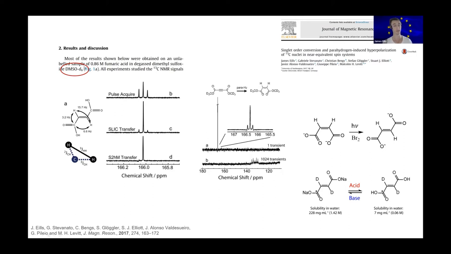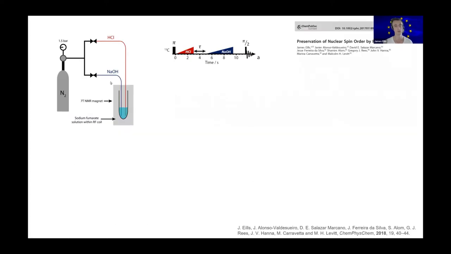A quick note here, all of these experiments were done in DMSO-d6 because fumarate is so insoluble in just about all common solvents, including water. So that's what we did next, where we would have solutions of fumarate in a magnet in the solution state. You can just do an inversion recovery type of T1 measurement on the carbon-13 spins in fumarate. And what we wanted to try was, is it possible to perform the inversion recovery experiment and introduce these precipitation and redissolution steps halfway through?